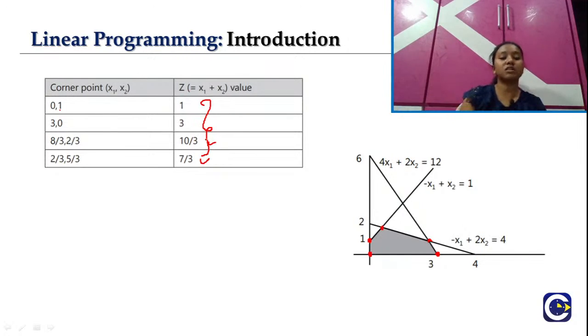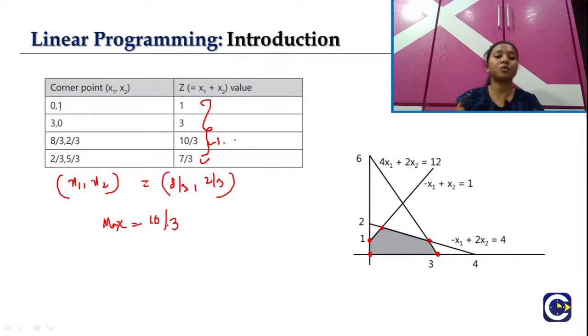Right. So amongst these sums, which is the maximum here? This is our 3 point something. So the maximum corner point is x1, x2 equal to 8 by 3, 2 by 3, and the maximum value is 10 by 3. If I asked you for the minimum, it will be x1, x2 equal to 0, 0, and the minimum value will be 0.